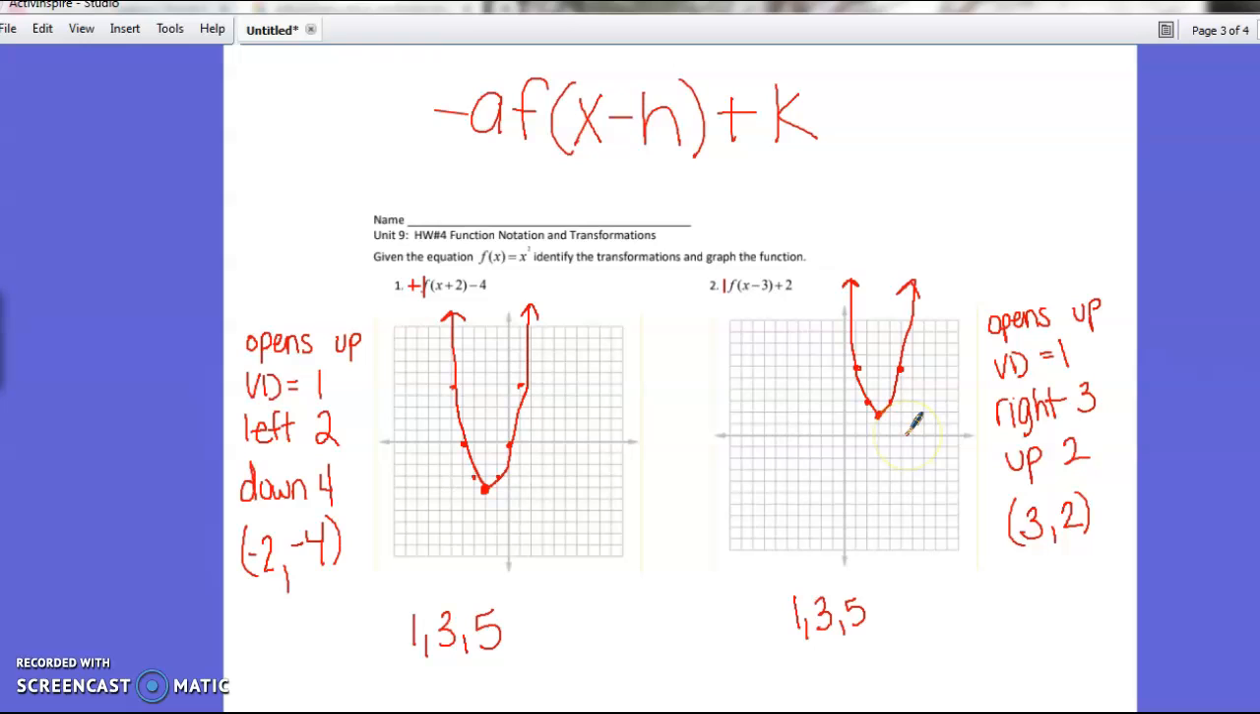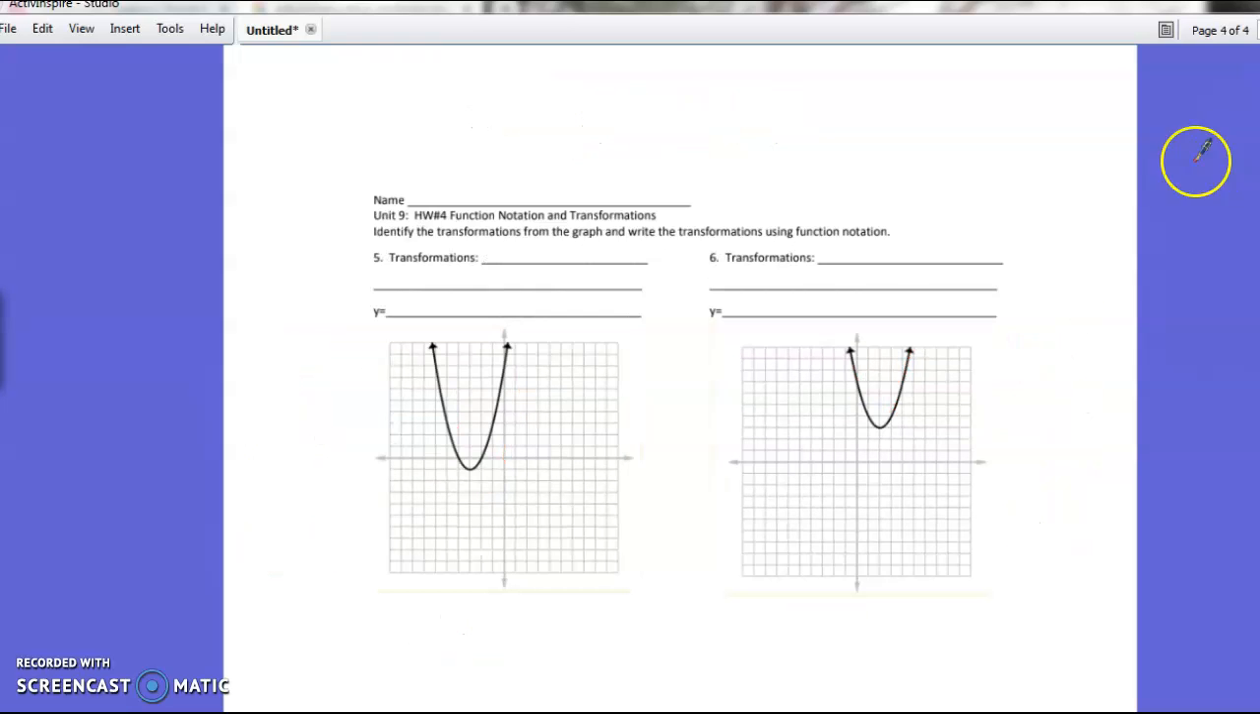All right. So we've done 2 of your homework problems. You have 2 more graphs to do. You can pause it and complete those 2, or I'm going to flip it over to the back and we're going to look at 5 and 6. So here we're going to identify the transformations. So the parent function looks like that. So it has the vertex at the origin.